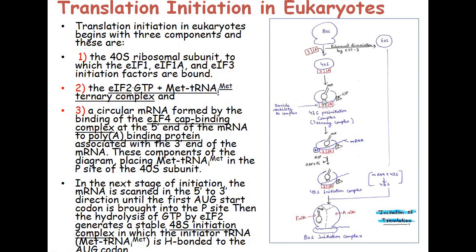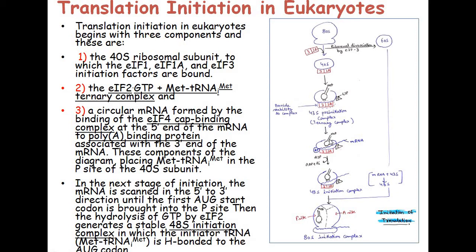This ternary complex will consist of the 40S ribosome unit, the eIF3, eIF1A, this Met-tRNA and the eIF2 with the GTP. So this is a complex which is also known as the 43S pre-initiation complex.